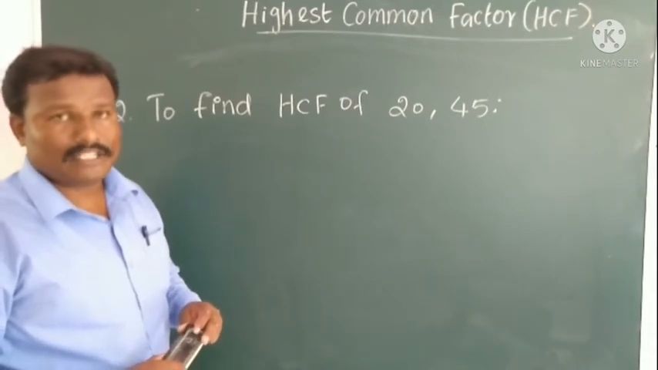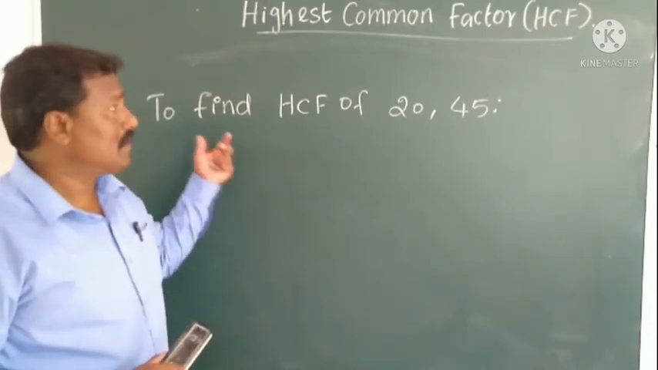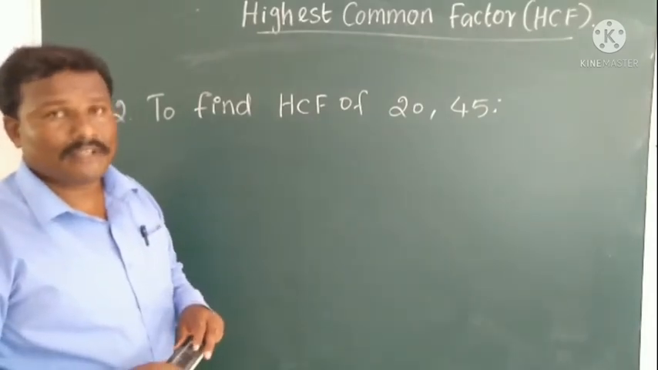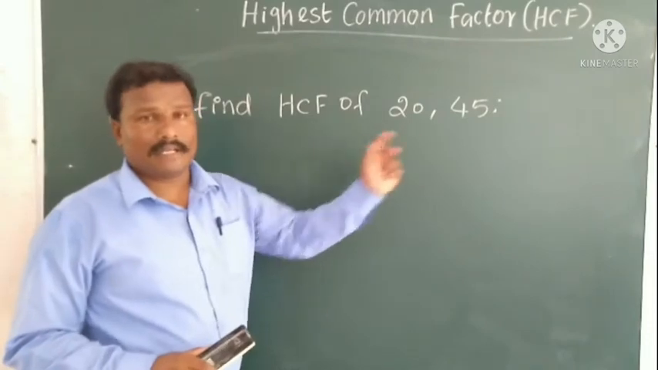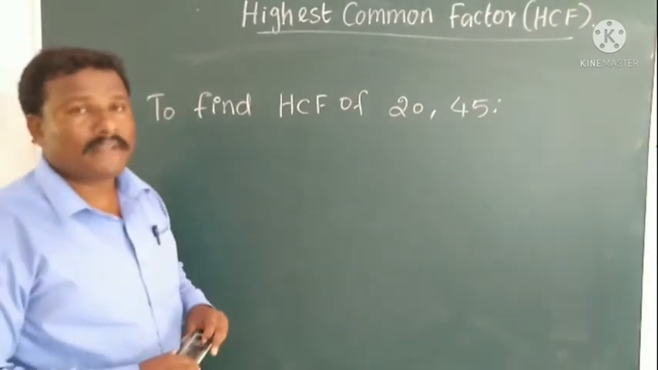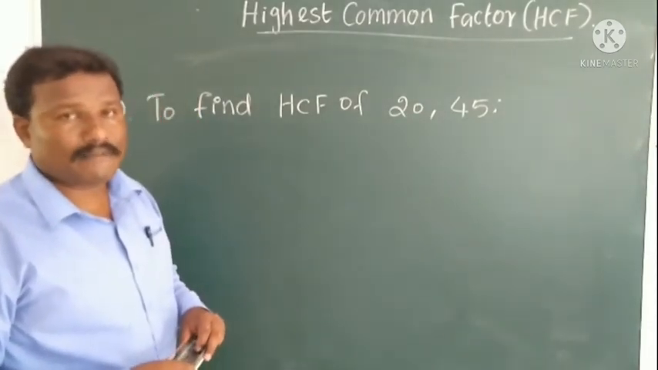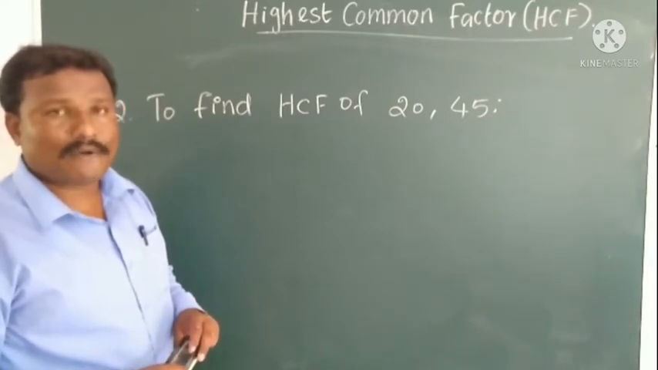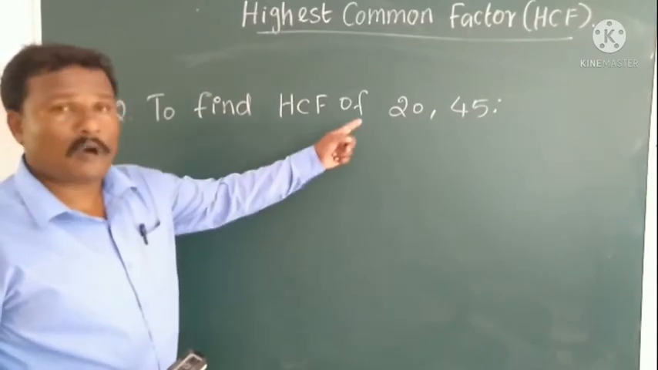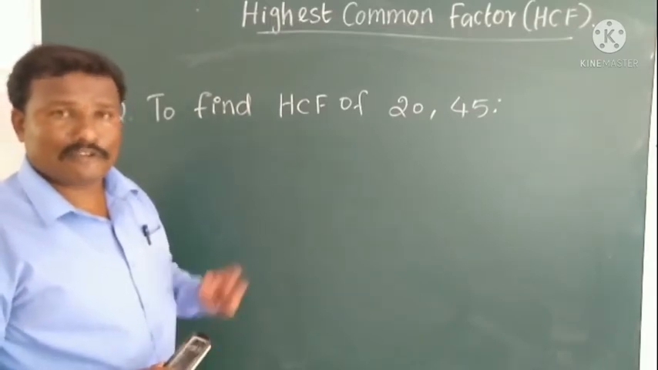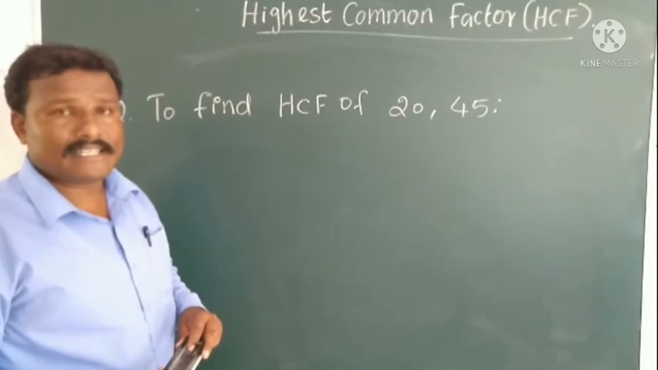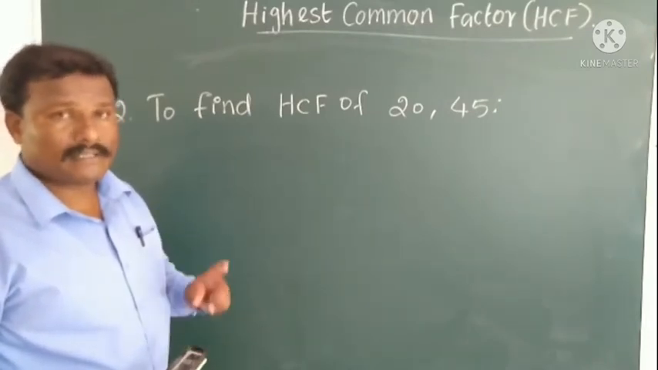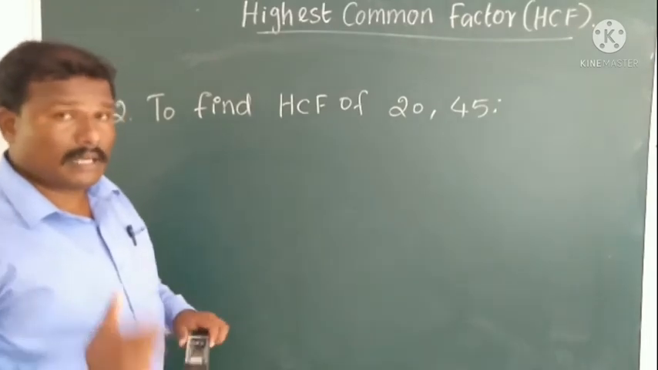Let me discuss for your understanding how to find the highest common factor of given numbers. Let me take another example to find the highest common factor of 20 and 45. Now I am going to find the highest common factor. As I told you, we have to follow three steps. Step 1, find the factors of all the given numbers. Second step, pull out the common factors. Then third step, identify the highest common factor.